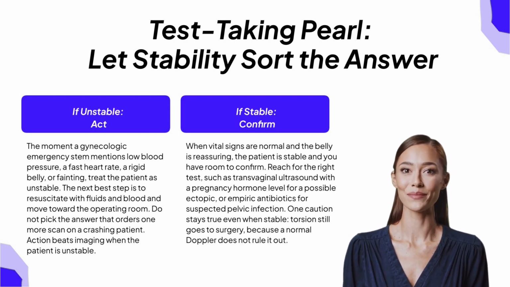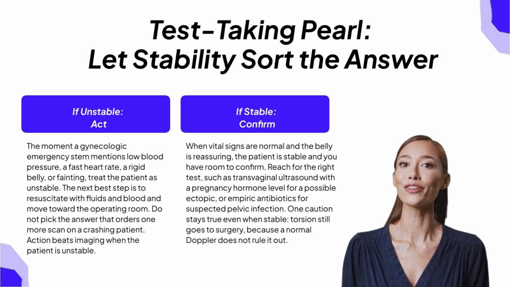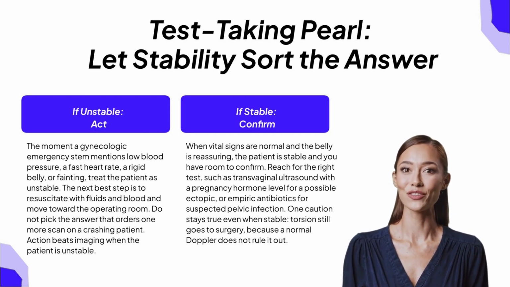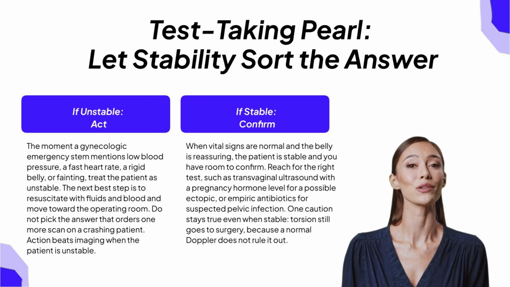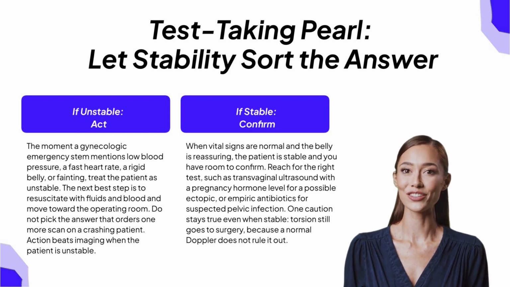Now flip it. When the vital signs are normal and the belly is reassuring, the patient is stable, and you have earned the time to confirm. For a possible ectopic, that means a transvaginal ultrasound with a quantitative pregnancy hormone level. For suspected pelvic inflammatory disease, that means starting empiric antibiotics without waiting for cultures.